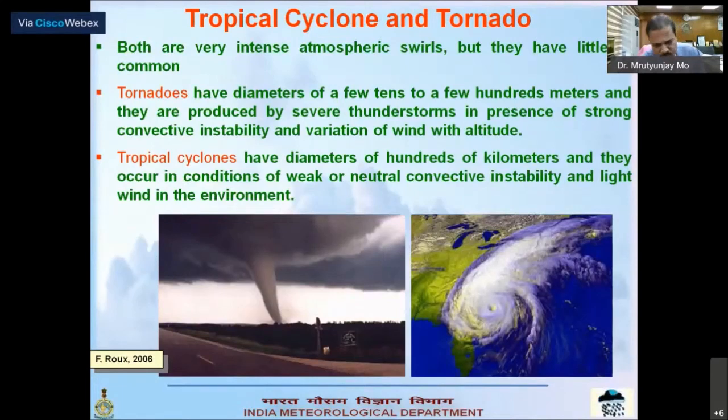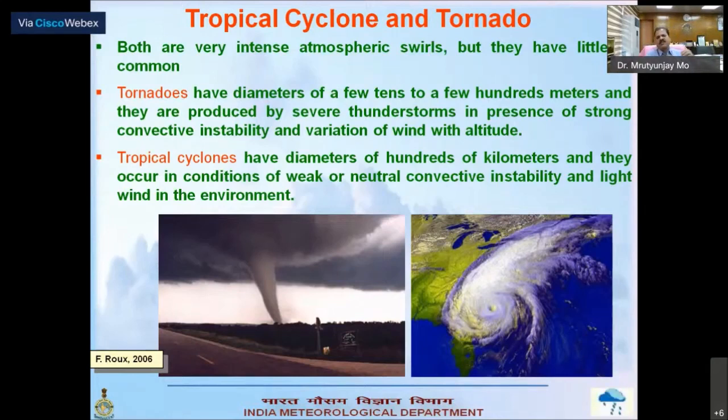Similarly, people also sometimes get confused between the tornado and the tropical cyclone. On the left-hand side diagram, you can find this funnel type structure. So this is called a tornado. The tornado, as I was telling in the beginning, is a micro scale weather system which has a size of about 1 kilometer or less.